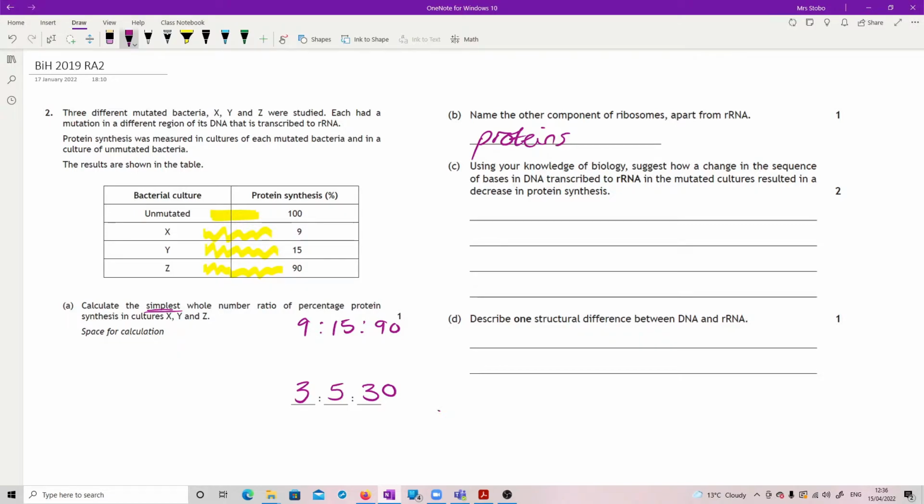I think they've almost given you the answer to this, and I think that throws people when they first look at this question, because they've asked you to name the other component of ribosomes apart from rRNA. And it's proteins to make your ribosomes. But that means you need the rRNA in the ribosomes as well. So suggest how a change in the sequence in the rRNA resulted in a decrease in protein synthesis.